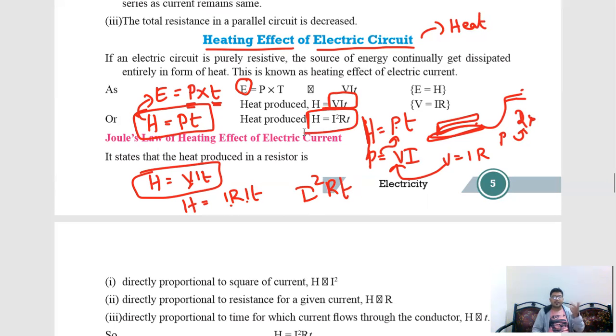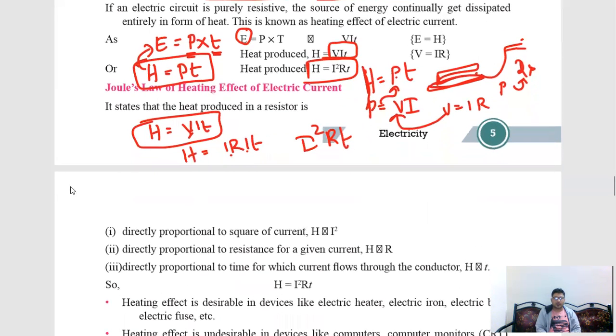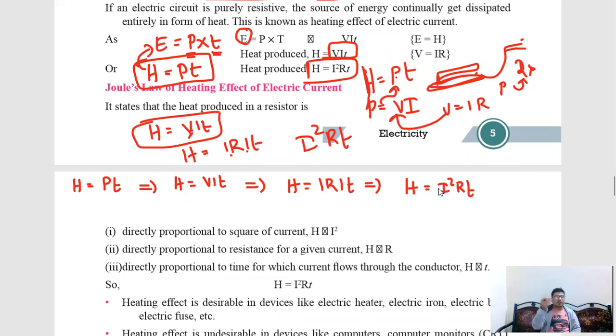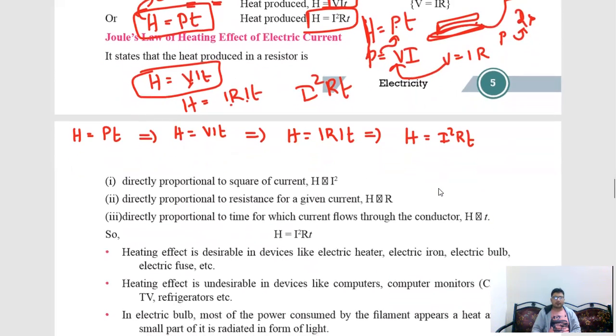See how many variations you are getting. So what are the variations we got? First one, H is equal to power into time. From this, H is equal to, instead of P, V into I into T. Again from this, applying Ohm's law, instead of V, IR into IT. Again I into I is I square. At last we got H is equal to I square RT. According to the question, you can use the formulas, guys.